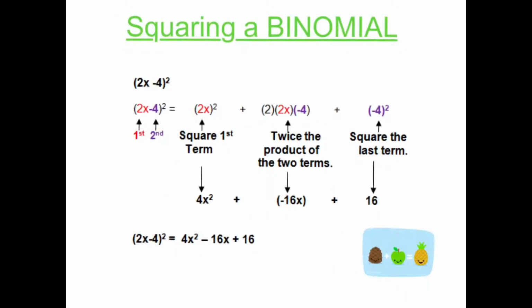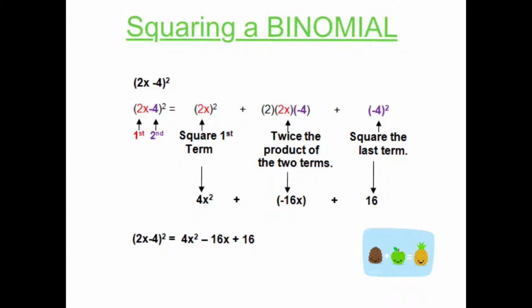This is our next type of product we'll be looking at, which is squaring a binomial. So here's our question. It is a binomial, two terms in product, and we want to square it. So our first term is 2x, and our second term is negative 4. So how do we do this? We square the first term to get 4x squared. Then the middle term over here is twice the product of the two terms. So we go 2 times whatever is in our bracket.